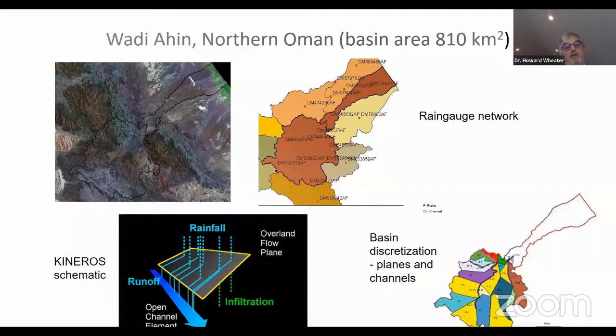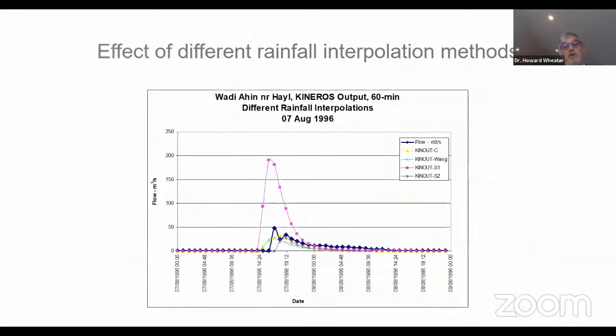The bottom left-hand side shows us how the Kinneros model operates. It represents the catchment as a series of plains which can infiltrate and generate overland flow, and that feeds a set of channels which can generate runoff and also infiltrate. And on the bottom right, we can see how the catchment is split up. So the first thing to note is that even with this network of rain gauges, how we represent the spatial rainfall makes a huge difference to the modeling. So what we see here are different ways of interpolating the rainfall, and they give very different modeling results.